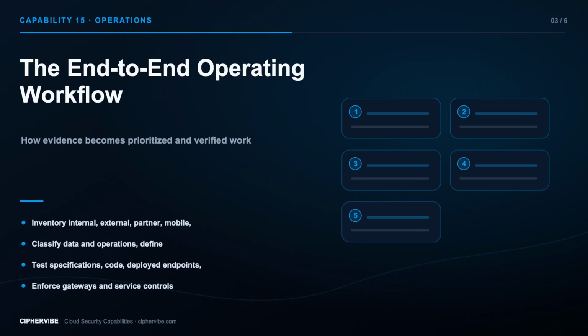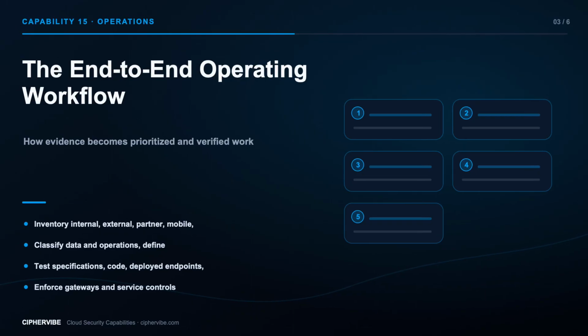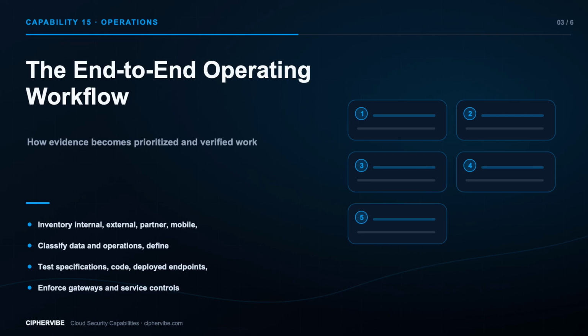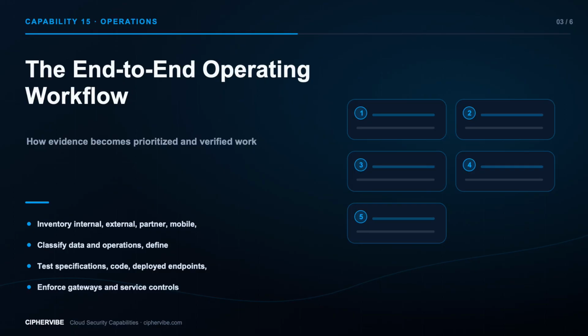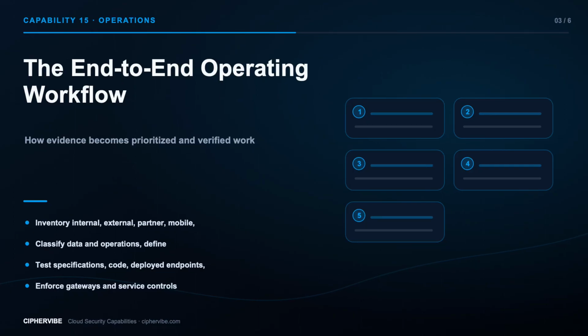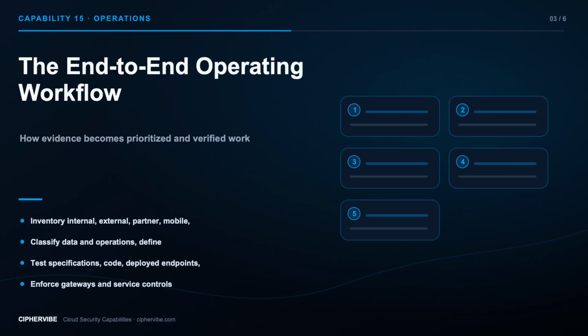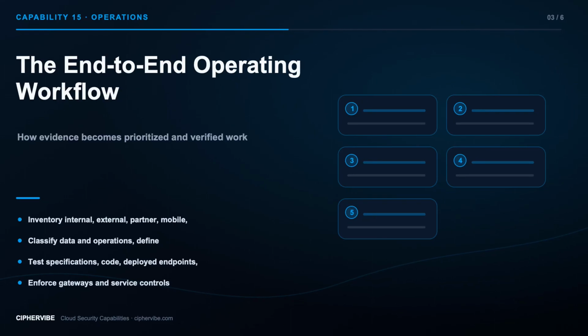Fifth, monitor runtime traffic, investigate anomalies, retire unused versions, and feed incidents back into design and testing. The workflow does not end when a ticket closes or an API returns success. Security closure requires fresh evidence showing that the risky condition is gone and does not immediately recur.